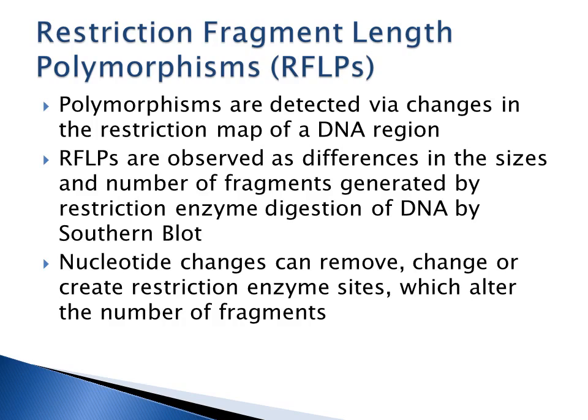So any nucleotide changes or polymorphisms have the potential to either remove, change, or create restriction endonuclease sites. And when these restriction enzyme sites are either added or removed, it's going to alter the number of fragments that you get after a Southern blot when you digest with a specific restriction enzyme.